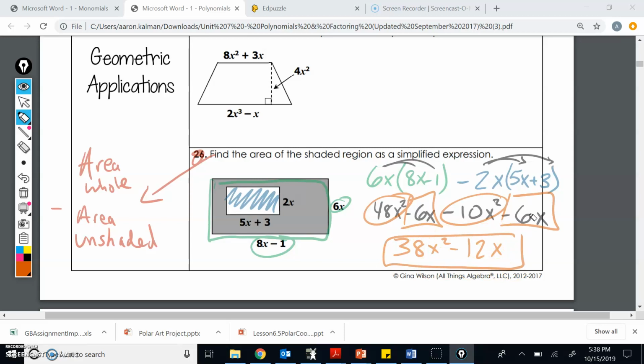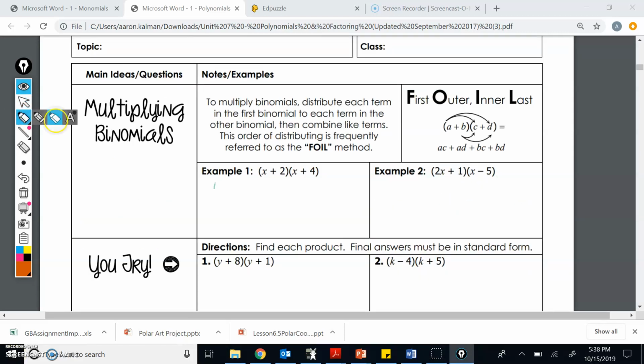Okay, you will see some of these geometric applications with all these shapes on a quiz or test. Looking at the next note page, we're going to multiply some binomials. There is an acronym called first, outer, inner, last, or FOIL. That's a cool way to kind of multiply these, but I'm also going to teach you my way.